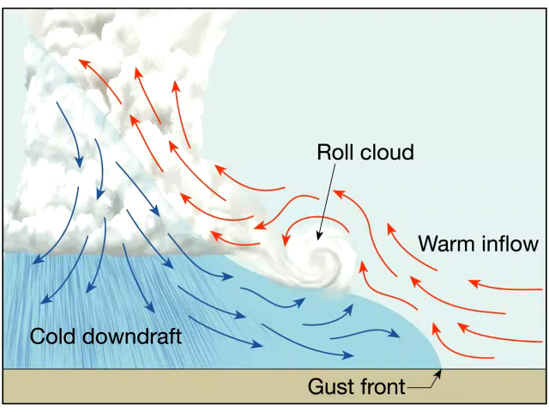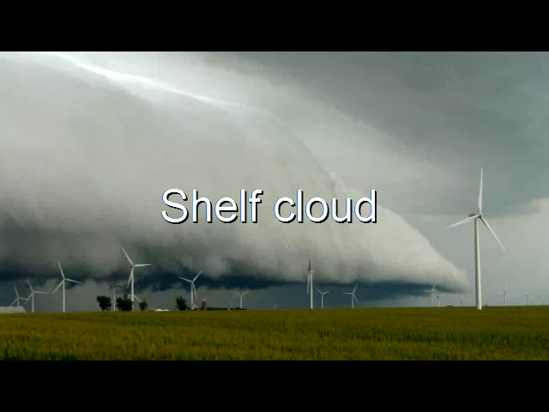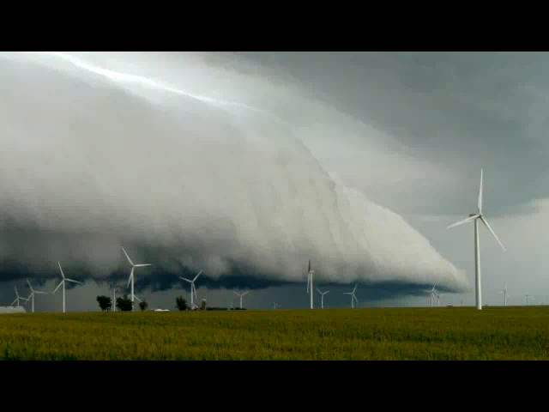Turbulence of the rising air can produce a roll cloud. It happens when the clouds are spinning around a horizontal axis behind the gust front. A shelf cloud extends beneath the main thunderstorm cloud and signifies the arrival of the gust front.